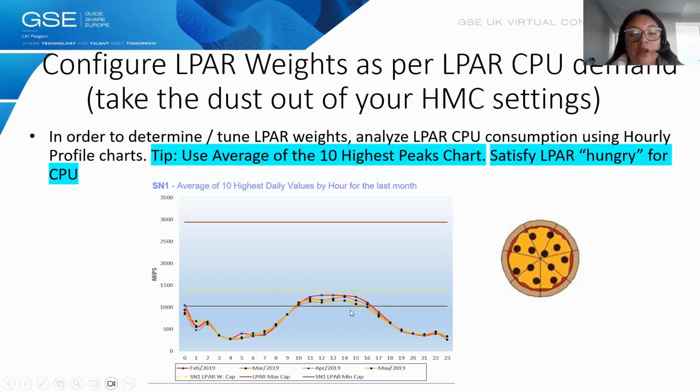So what would you do? You would increase this weight up to this yellow line, so you cover the main CPU utilization for this LPAR, or you satisfy this LPAR hungry for CPU, okay? I had a little pizza here. I like to explain to my mentees to imagine that the mainframe is a pizza, and all the slices are the processors. So break down, divide the capacity of this mainframe by the processors, and try to give the right slices to your LPAR.